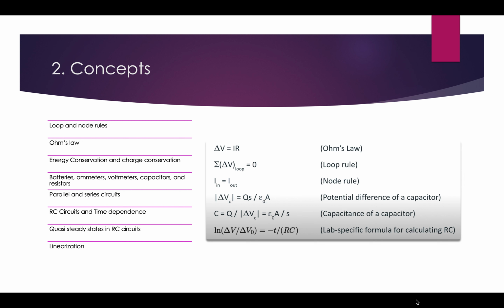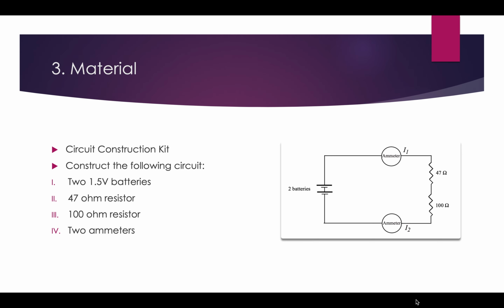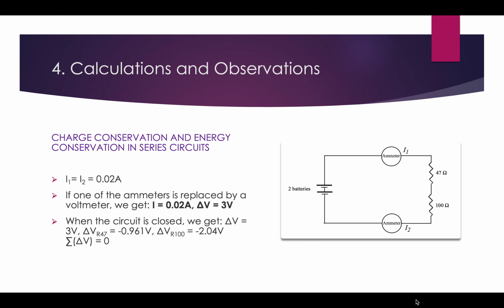The formulas that we will use in this lab depend on Ohm's law, the loop rule, the node rule, the potential difference of a capacitor, the capacitance of a capacitor, and the lab-specific formula for calculating the RC. The material used for this lab is the circuit construction kit, where we will construct the circuit shown in the picture on the right, where we can find 2 batteries, 2 resistors, and 2 ammeters.